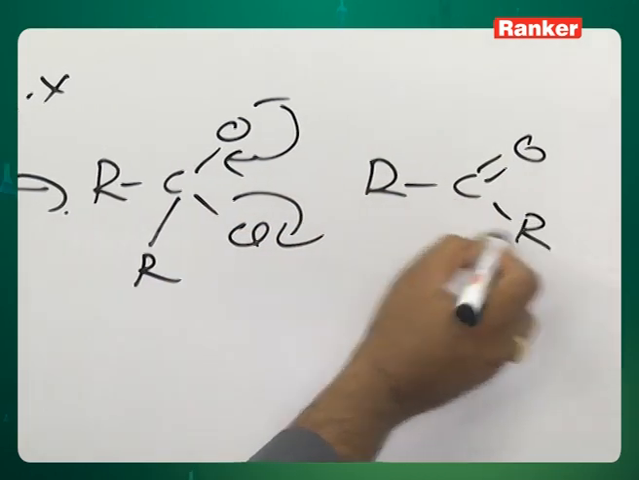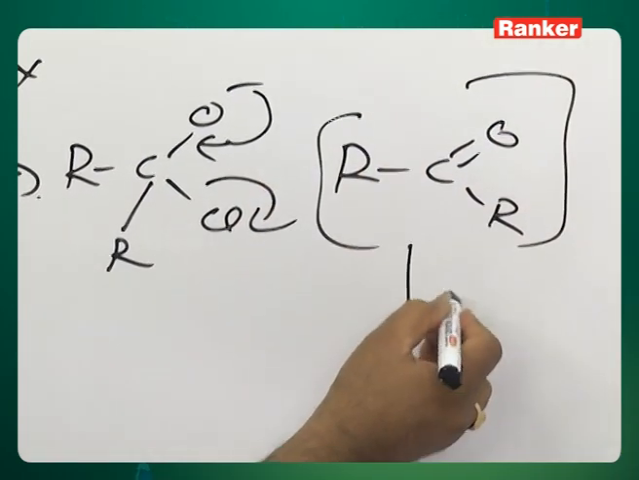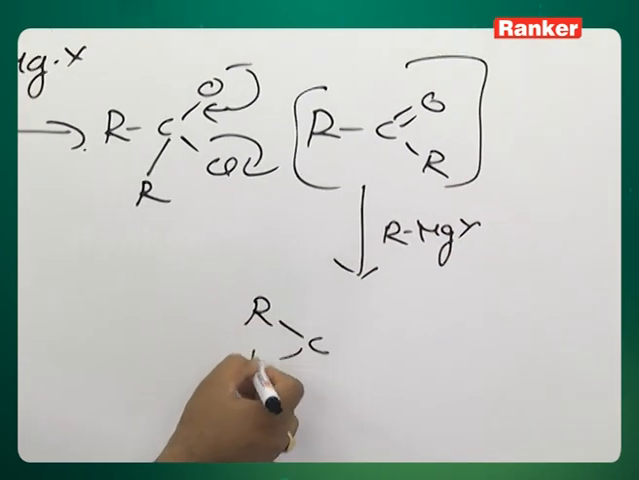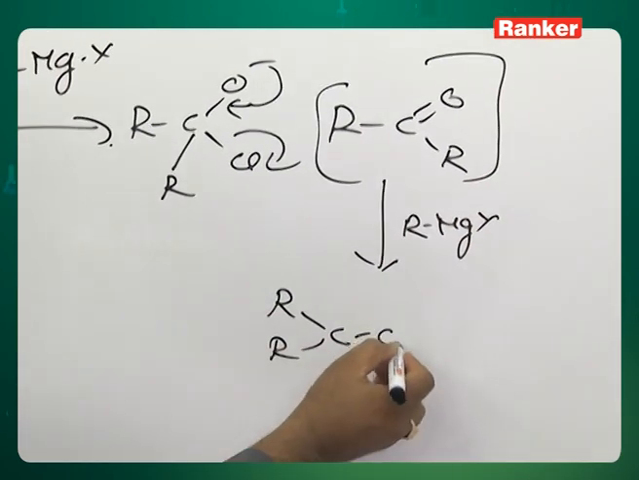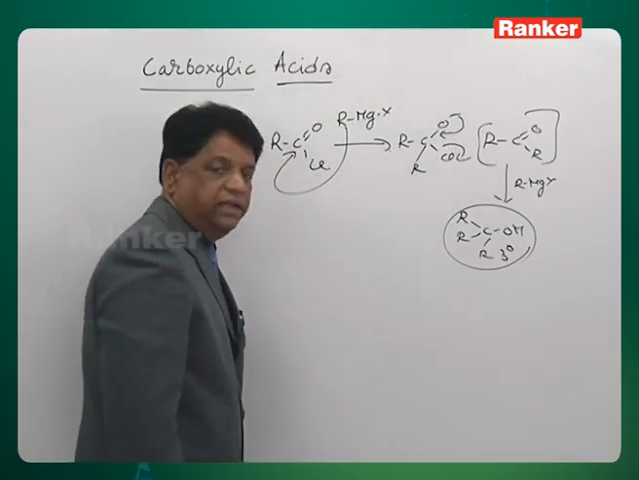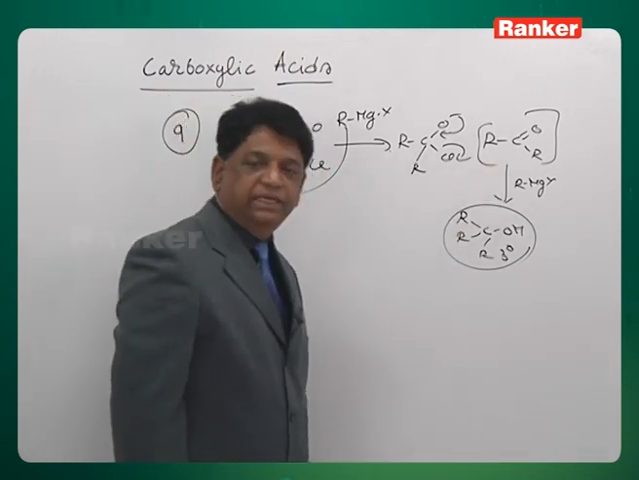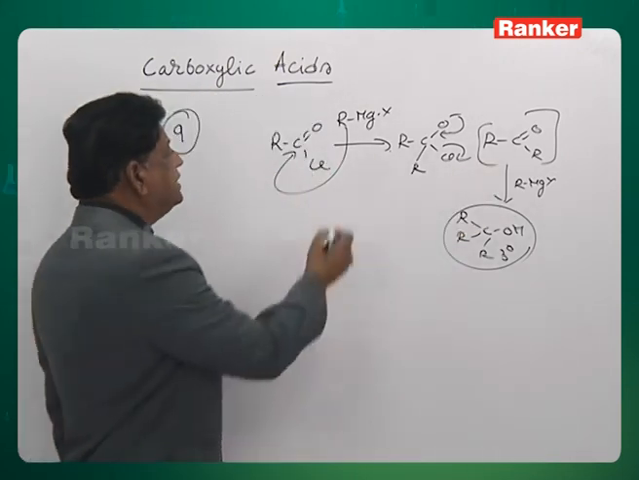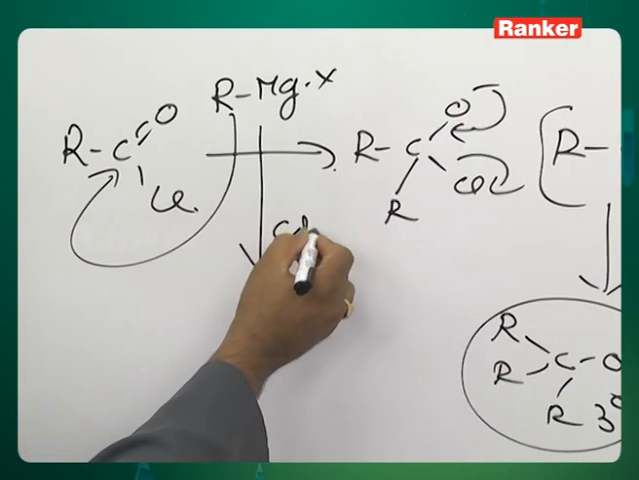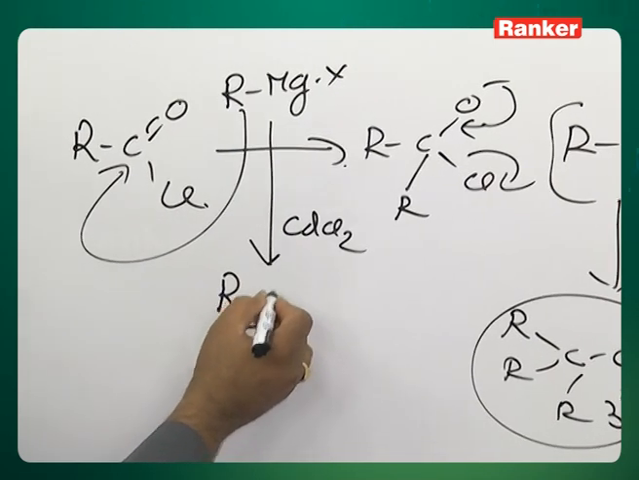So we think this must be the reaction, but the ketone once again reacts with RMgX, and what you will get finally is a tertiary alcohol salt, which on acidification gives the tertiary, 3-degree alcohol, isn't it? That's not what we want. We want to stop the reaction here. So therefore, you treat RMgX with cadmium compounds. Cadmium chloride, if you add, this converts into the dialkyl cadmium.